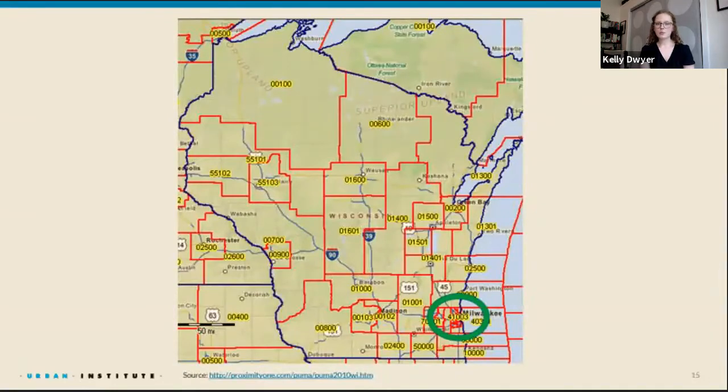There were cases, and this was great, when the entire PUMA mapped onto a single county, like the PUMAs that surround the Milwaukee area, which is circled here in green. And so when that happened, we were able to assign all of the households in that PUMA to that county's income maintenance consortium or urban zone.